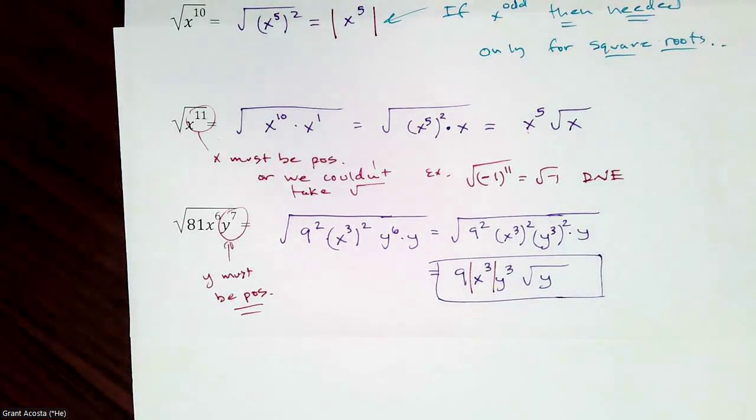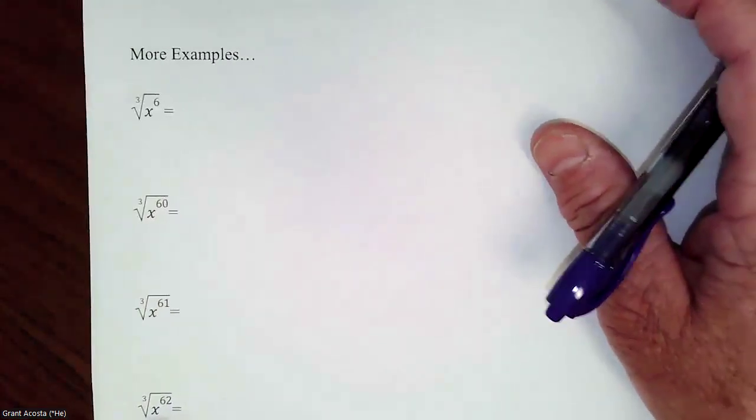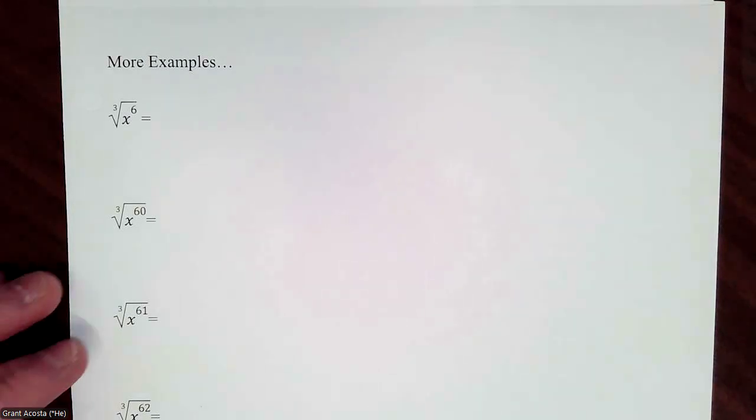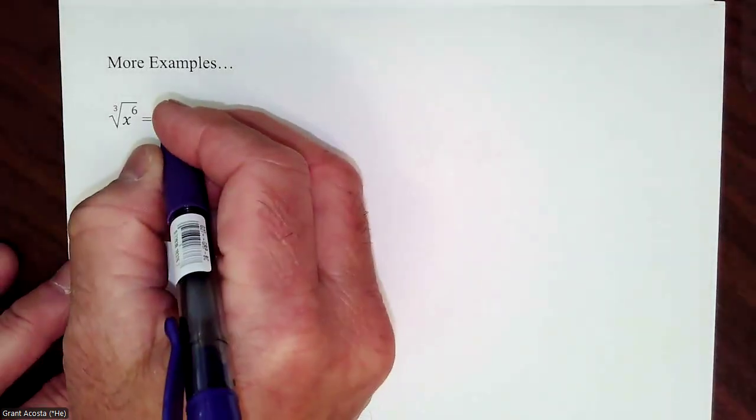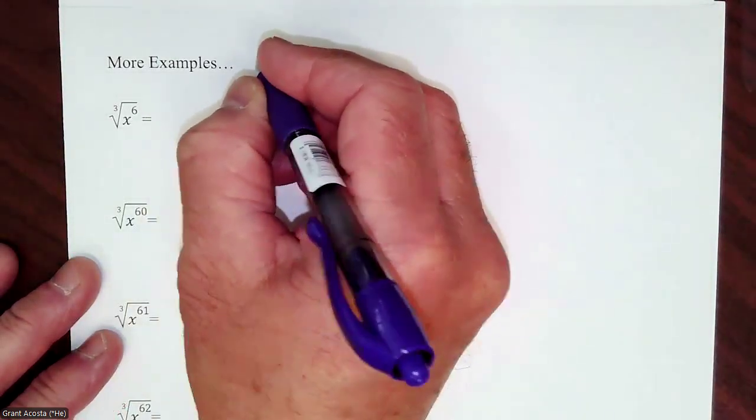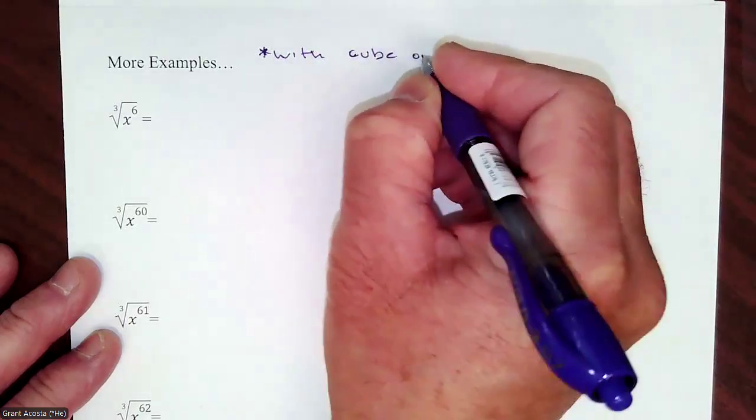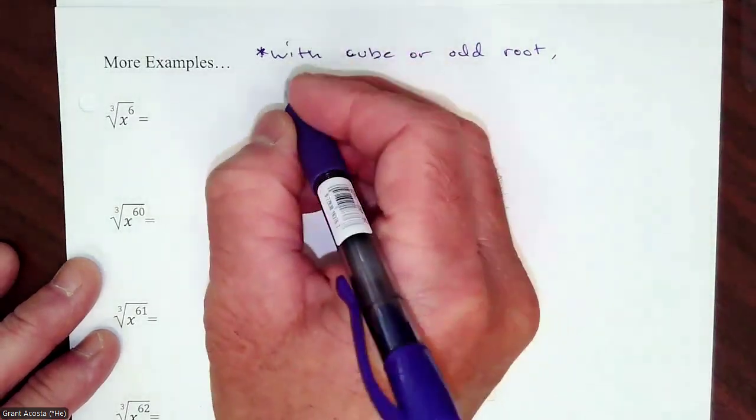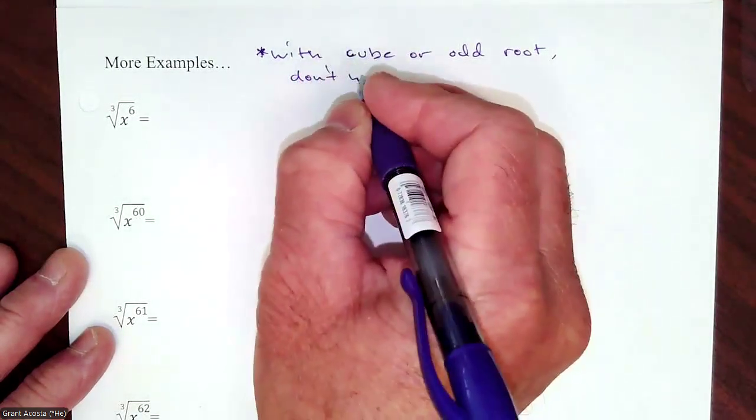Okay. So a little bit tricky there. We'll practice more of that in class. Now with cube roots, we don't really have an issue with absolute values, actually not at all, because remember, we can take the cube root of a positive or a negative number. So I'll make a note of that: with cube roots or any odd root, don't worry about absolute values.